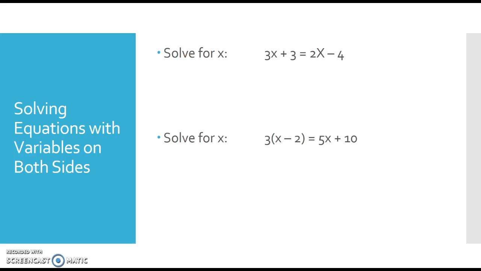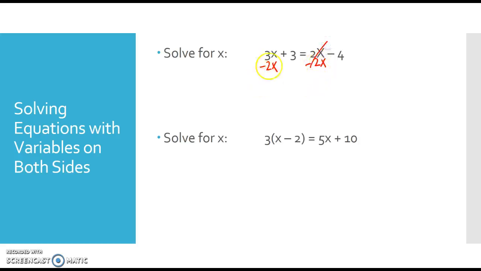Now just a general rule of thumb, you don't have to do it this way, but it makes it a little bit easier if you try to move the smaller number with the variable over. That way you avoid negatives most of the time. So for this one, 2x is smaller, so I'm going to move that one over. Now you don't have to, there are multiple ways of doing this. It is a positive 2x, so to move it over, I'm going to subtract.